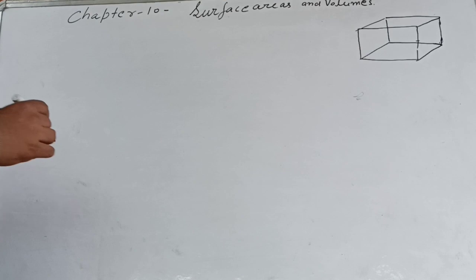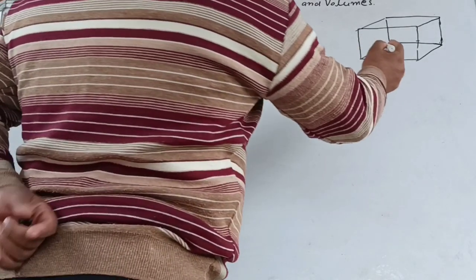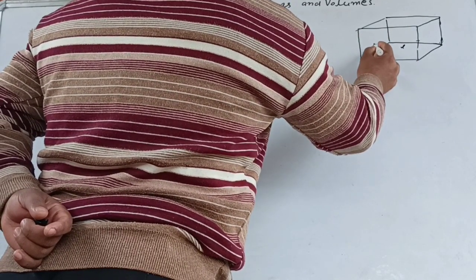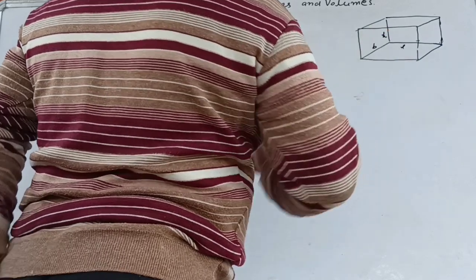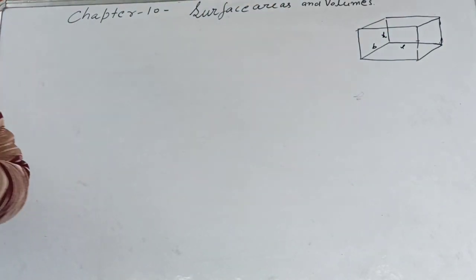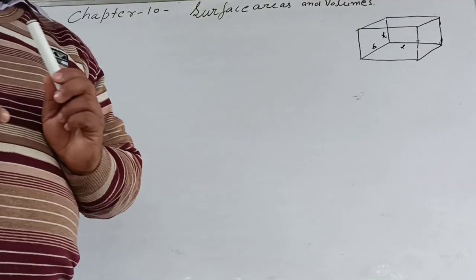This is the shape of cuboid. This is called the length of cuboid, this is called breadth of cuboid, and this is called height of cuboid. Length, breadth, and height of cuboid.